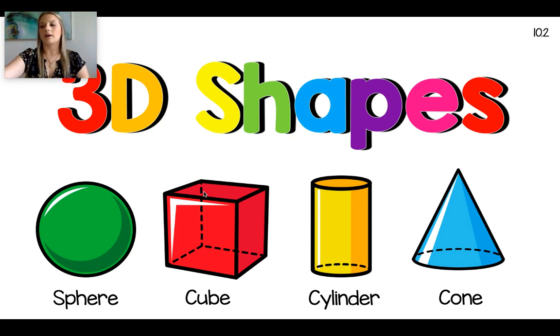We also learned about a cube. A cube kind of looks like a square, right? But it has 6 flat surfaces. So let's count. 1, 2, 3, 4, 5, and on the bottom, 6. And it has 8 vertices. 1, 2, 3, 4, 5, 6, 7, 8.